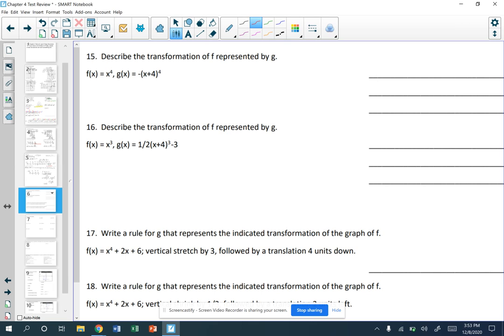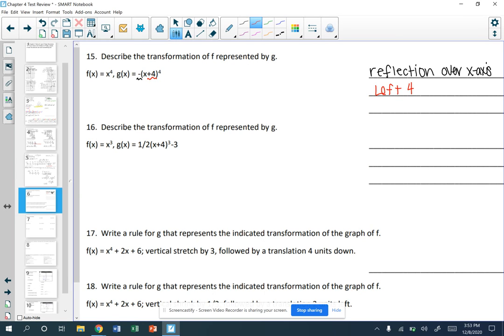All right, now we are on number 15. We have moved on to transformations. Describe the transformation of f represented by g. They give us the original function f here, and they want us to identify the transformations from f to g, which first I see that negative, which is a reflection over the x-axis. And then I see the next difference is the plus 4, which moves it left 4.